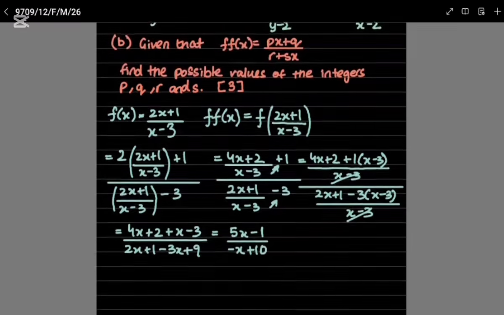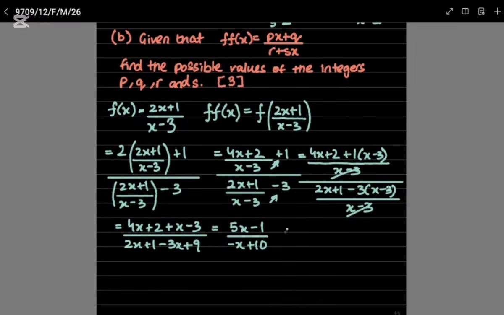So from here, therefore P is equal to 5, Q is equal to minus 1, R is equal to 10, and S is equal to minus 1.